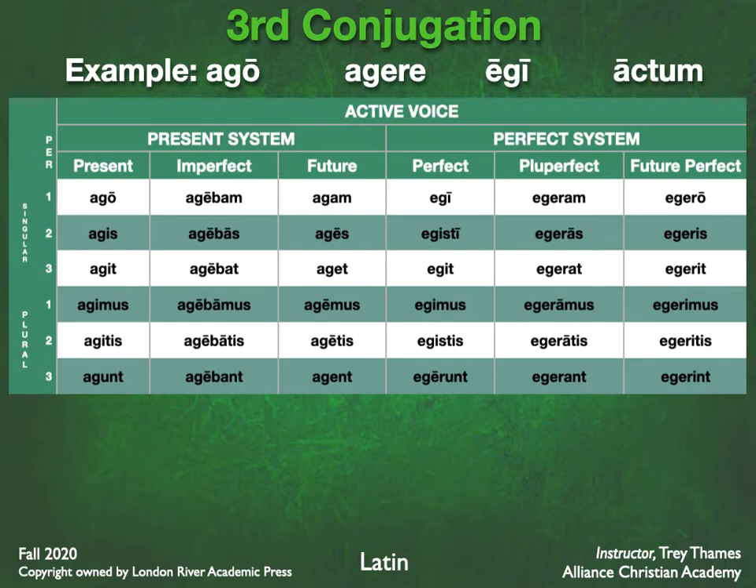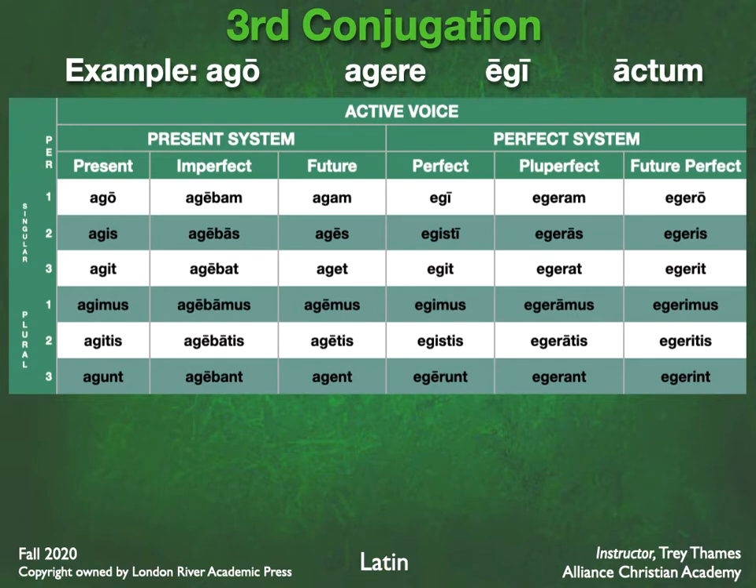Perfect system is normal, like you'd expect. Third principal part, egi: drop the I, and your stem is eg. And to eg, you add your endings. So you end up with egi, egisti, egit, egimus, egistis, egerunt; egeram, egeras, egerat, egeramus, egeratis, egerant. Future tense: egero, egeris, egerit, egerimus, egeritis, egerint. So perfect system's easy. It's this present system in third that is a little bit hard.